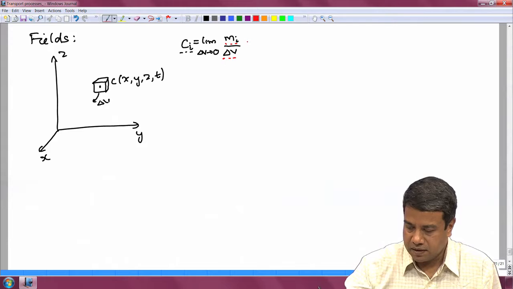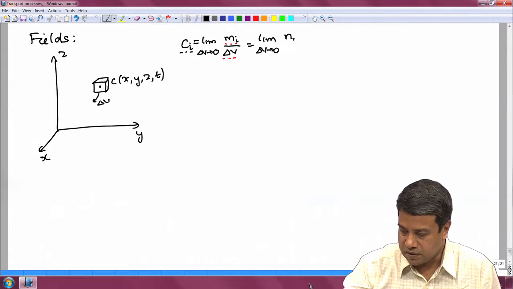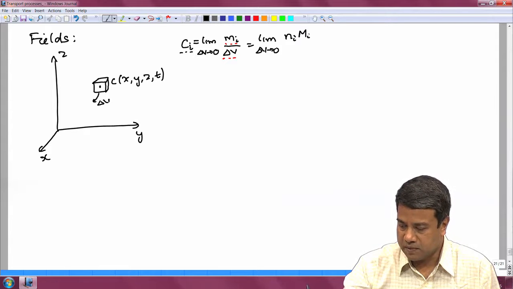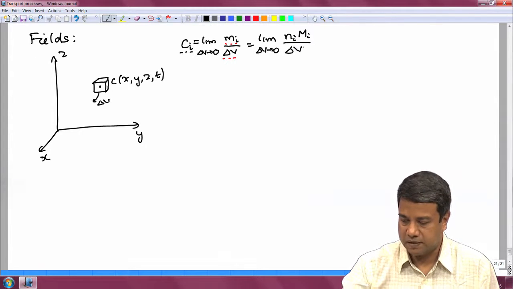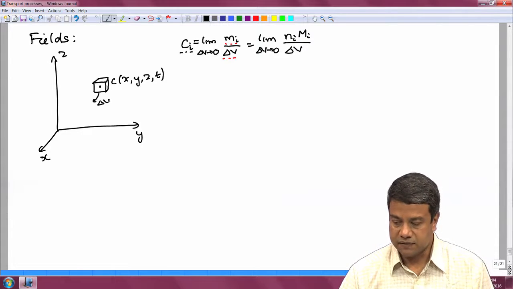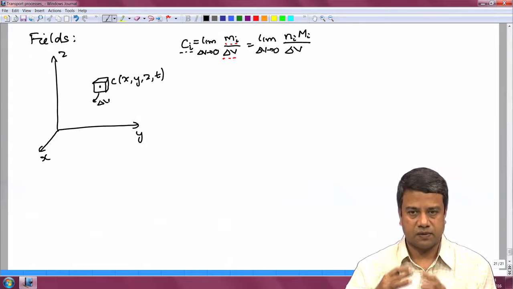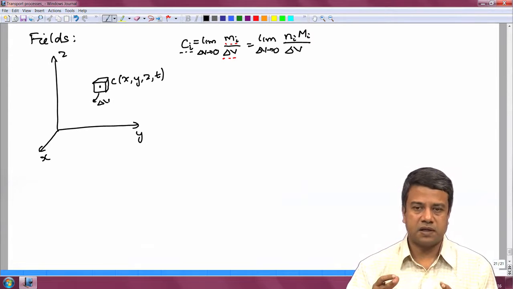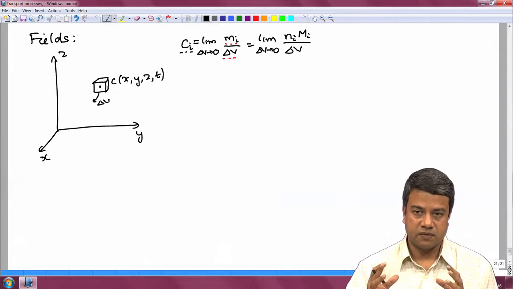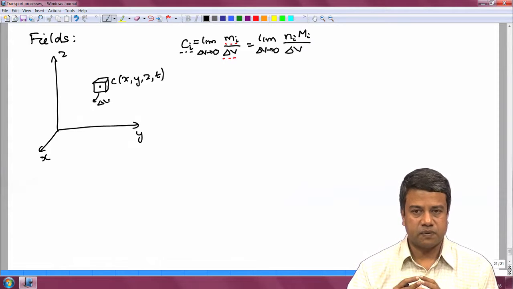So, in order to get the concentration of species I, what I need to do is take the limit as delta V goes to 0 of the number of molecules of species I times the molecular mass of species I, divided by delta V, where capital M I is the molecular mass of species I. So, that is the definition of the concentration. If you go to a point and take a small volume around that point, it can be of arbitrary shape, arbitrary size, but as the volume goes to 0, as you shrink it further and further, find out the total mass within that volume divided by the volume itself. The concentration is the ratio of the mass to the total volume.